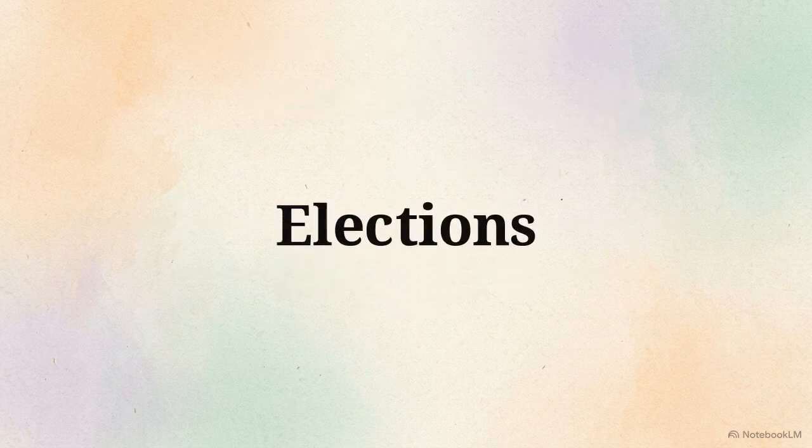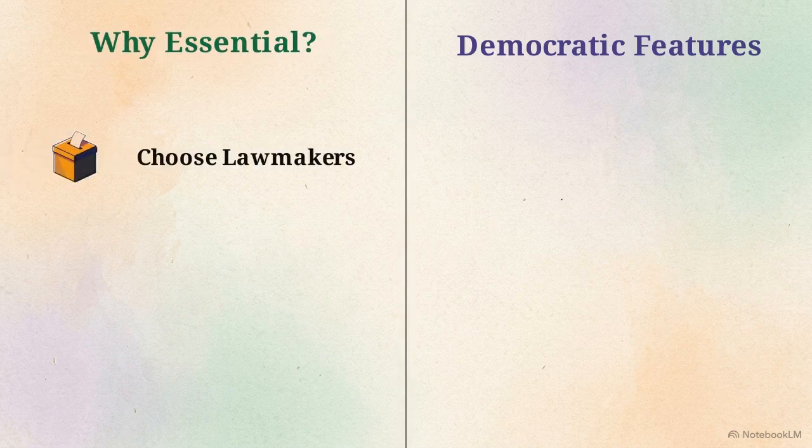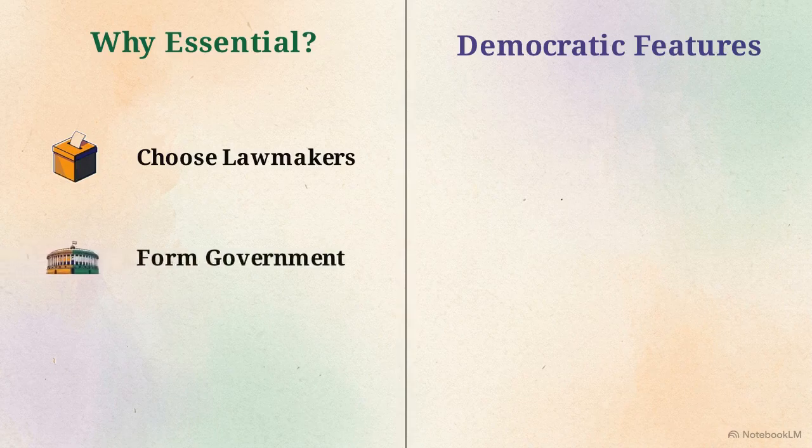Here is where students often lose points on short answer questions. You need to distinguish why elections are essential from what makes them democratic. Elections are essential because they give people the power to choose their lawmakers, form a government, and hold that government accountable. That is the purpose.